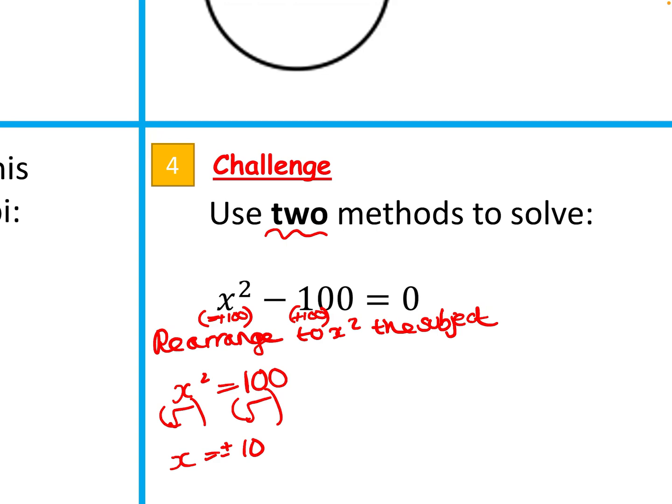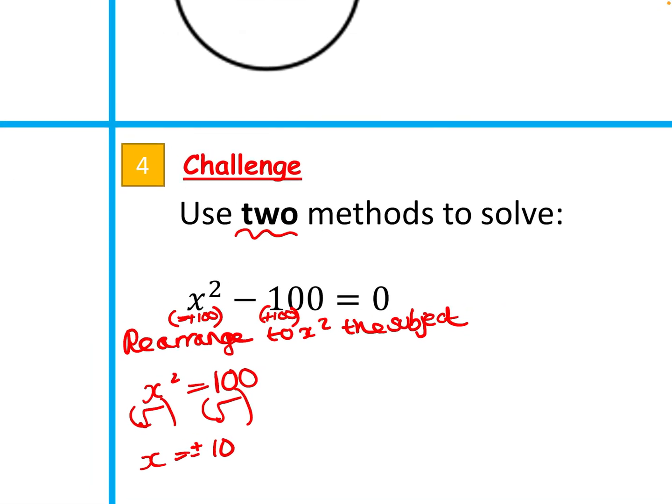Our other technique would be to factorize. Now this is harder to do, and the thing you need to notice is that this is what we call a difference of two squares. Because we have a square number at the front and a squared number at the end. It's a difference because there's a subtraction.